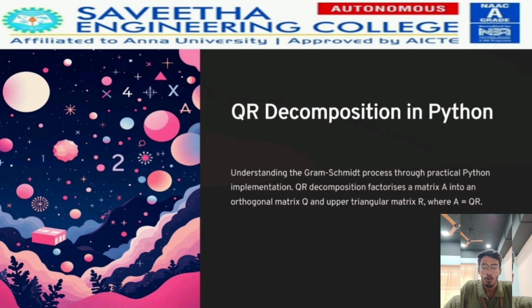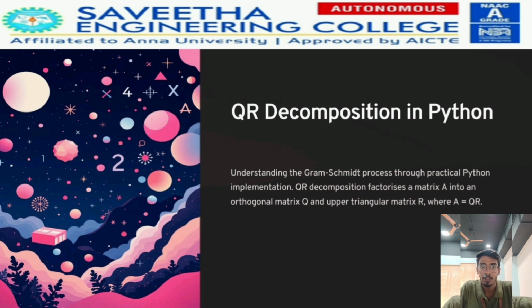Let us discuss in depth the process of QR decomposition, where the matrix is split into two matrices, Q and R. Q is an orthogonal matrix, which in common terms means its columns are perpendicular unit vectors, and R is an upper triangular matrix. The relationship can be written as A equals Q times R.